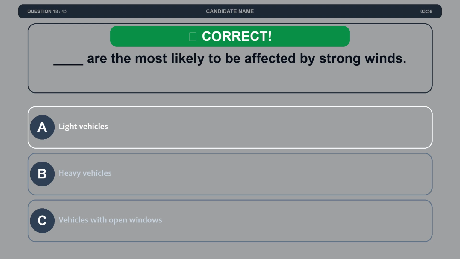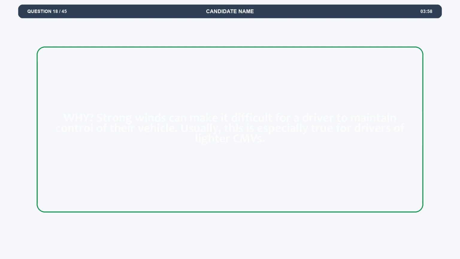The correct answer is option A. Light vehicles. Explanation. Strong winds can make it difficult for a driver to maintain control of their vehicle. Usually, this is especially true for drivers of lighter CMVs.